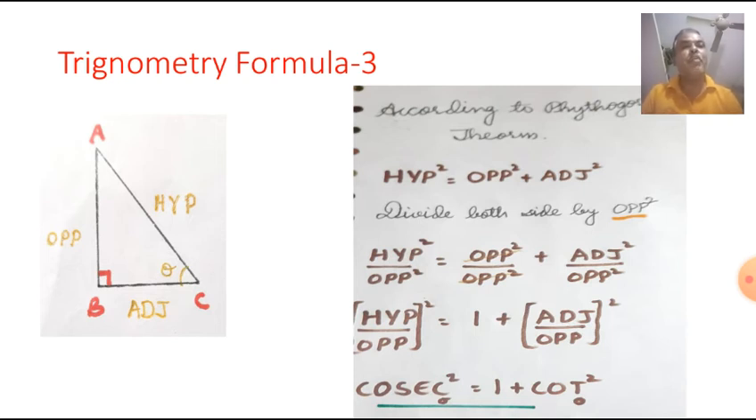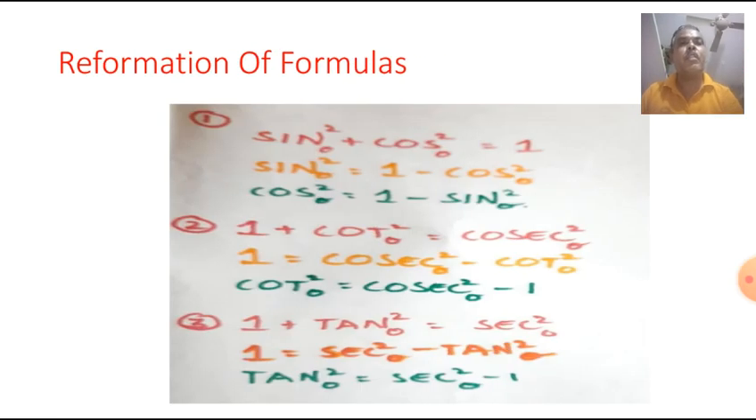These three formulas we must remember very well. So let us recall all these three formulas once again and study the reformation of formula. We proved that sin square theta plus cos square theta is equal to 1. Second formula is 1 plus cot square theta is cosecant square theta. And third formula is 1 plus tan square theta is equal to secant square theta. These three formulas we proved already. These three formulas can also be reformed as under.